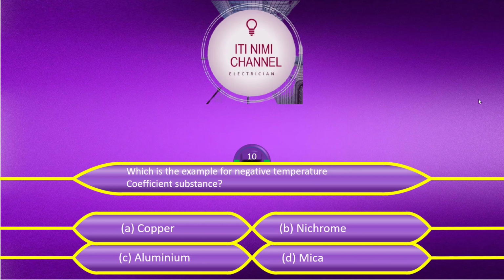Which is the example for negative temperature coefficient substance? Option A, copper. Option B, nichrome. Option C, aluminium. Option D, mica. The answer is mica.